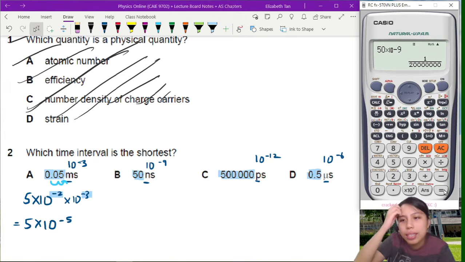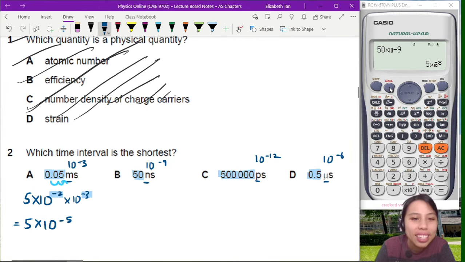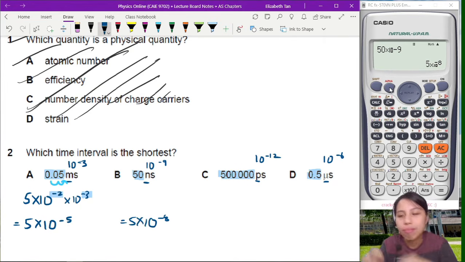Hit the equal sign. If you get a fraction, stay calm. Hit the SD button, somewhere around here, and it will convert it into standard form. Nice, we already have 5 times 10 to the negative 8. So we're going to write here 5 times 10 to the negative 8. Done. And we have the rest, so why don't we go through it?